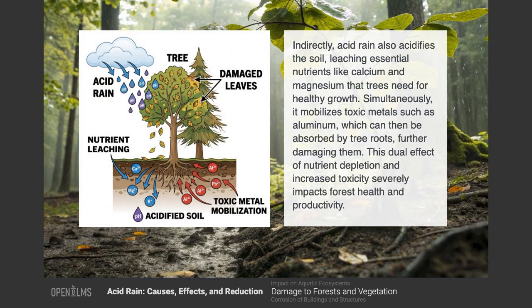Indirectly, acid rain also acidifies the soil, leaching essential nutrients like calcium and magnesium that trees need for healthy growth. Simultaneously, it mobilizes toxic metals such as aluminum, which can then be absorbed by tree roots, further damaging them. This dual effect of nutrient depletion and increased toxicity severely impacts forest health and productivity.